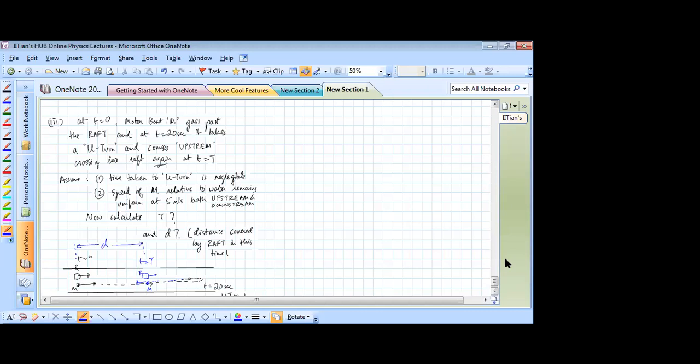Yes, very good, Yuvraj. The answer is correct, 20 seconds. And therefore the distance will be here. Jeet, you just got double of the answer for some reason. Just check. Okay.